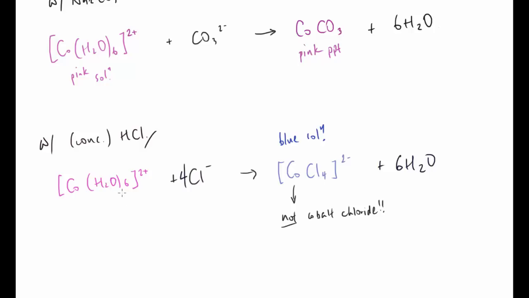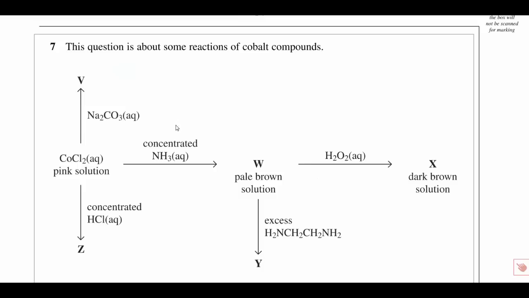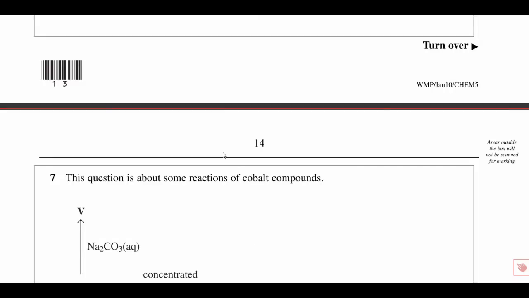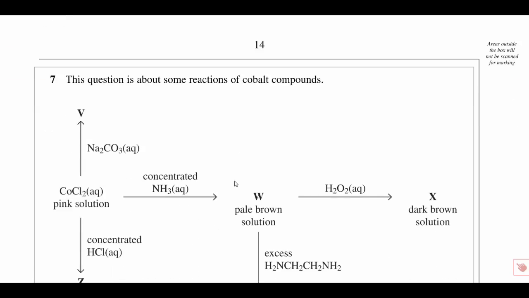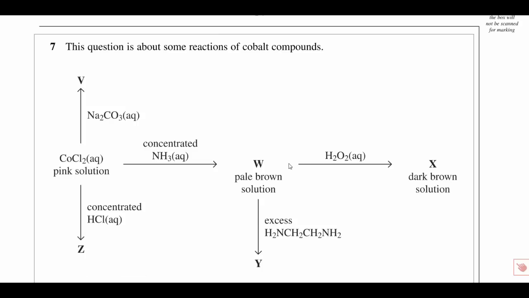So we'll have a look at some exam questions now. As I said, four papers to look at. So it's question time. This one, question 7 from a paper, Jan 10. It's a good year, great vintage. This question is about some reactions of cobalt compounds. One of these where you're given a sort of web, a flowchart, whatever it is.